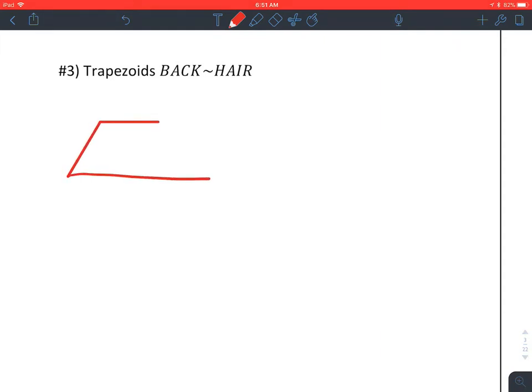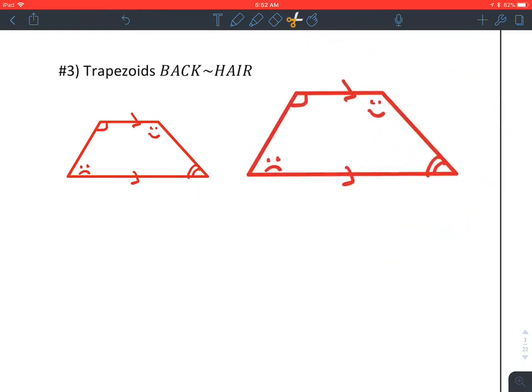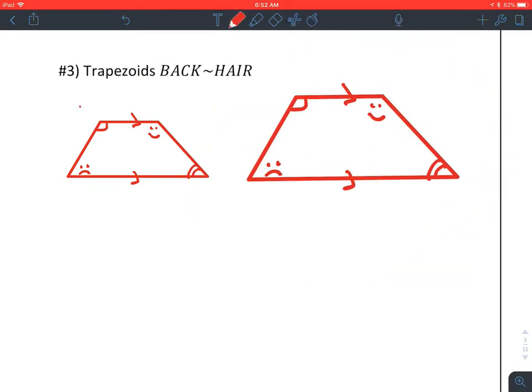A trapezoid has one pair of parallel sides. Those are called bases. Mark these angles. I'm going to draw a similar one. Trapezoid BACK similar to trapezoid HAIR. Notice corresponding angles are in the same positions.